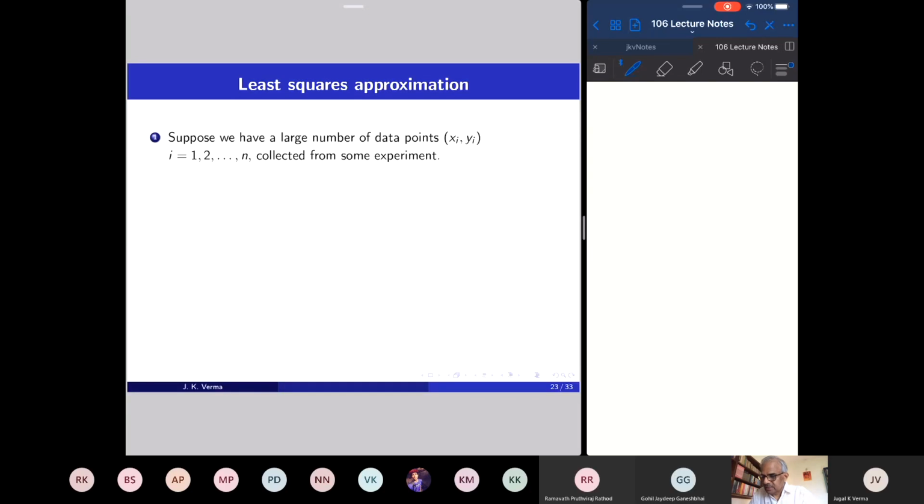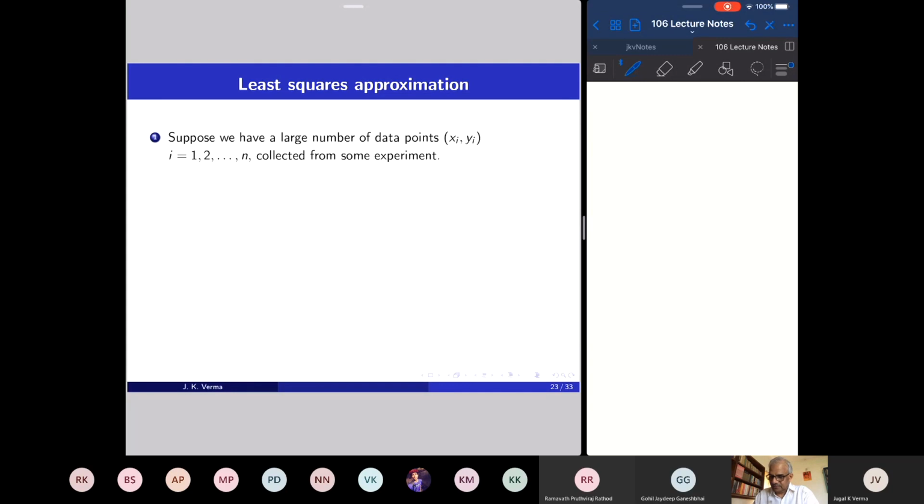We were discussing least square approximation last time. This is concerning fitting a straight line to some data points. So suppose we have a large number of data points, xi, yi, and we have collected them from some experiment. You have seen graphs of many things, graphs in the plane that are fitting some data points.